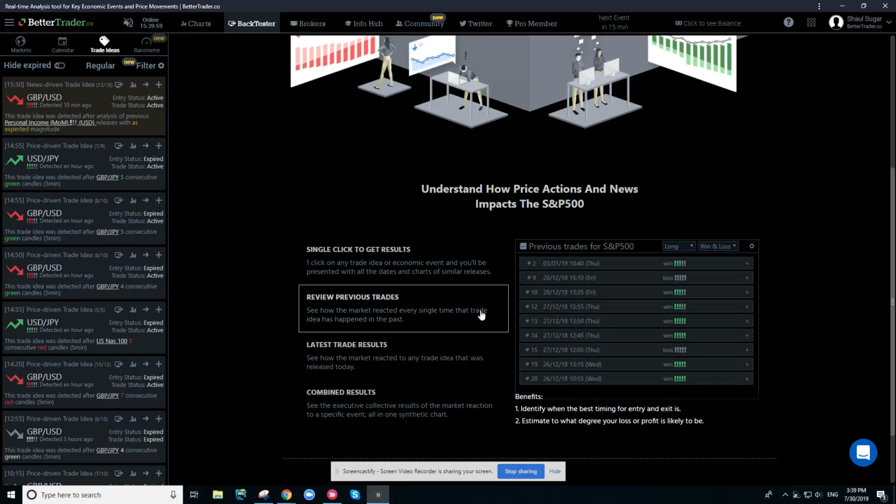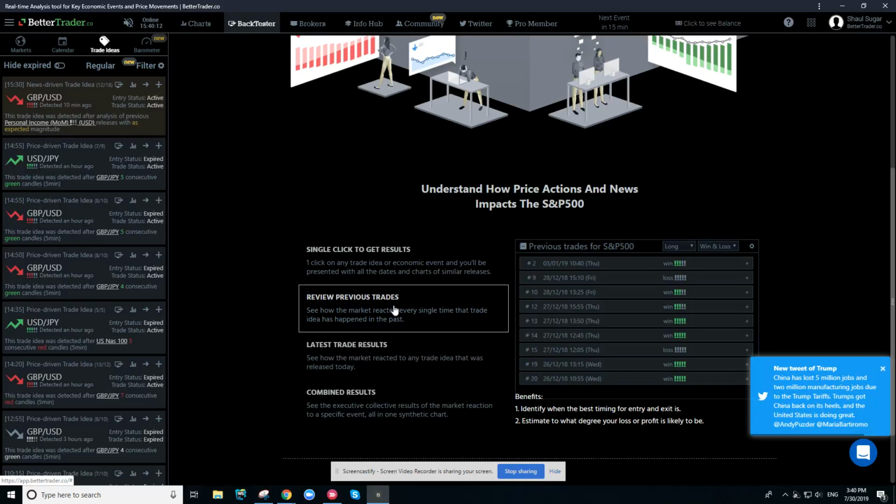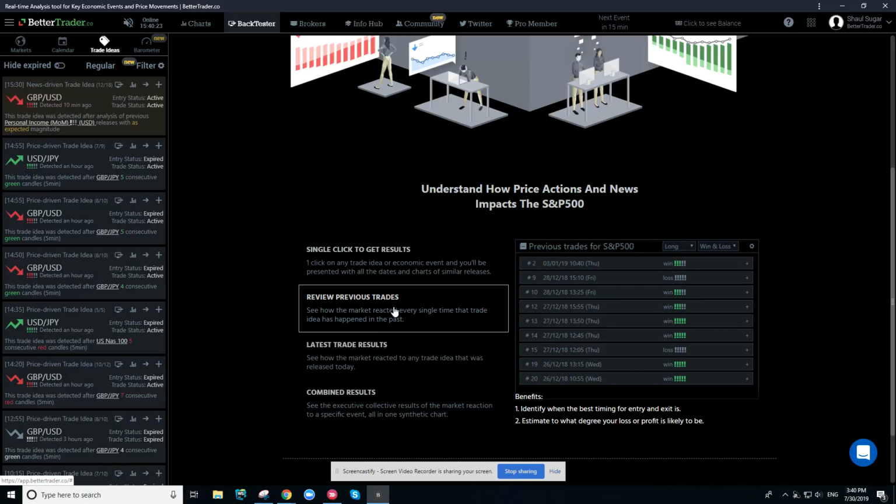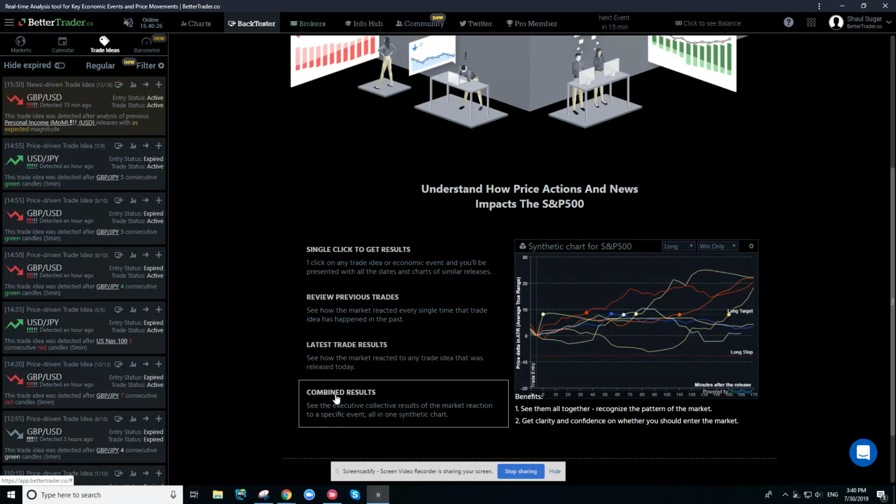Next, you have the ability to review previous trades. Reviewing previous trades is very helpful to see how exactly the market reacted in similar situations and how this trade idea was formulated in the past. Put simply, previous trade ideas show exactly how the market reacted to the same trigger that we see right now. And next, you have combined results. Combined results gives you one clear picture of how everything came together in this trade previously, which is extremely powerful for our traders to see.